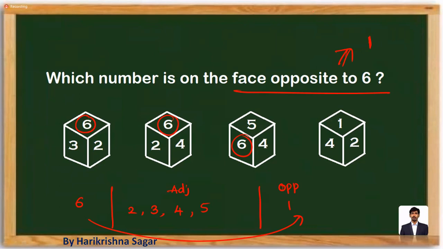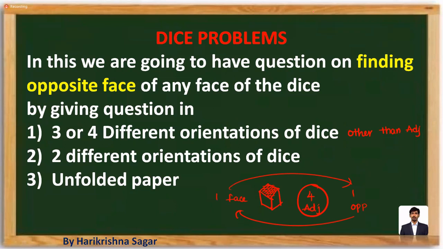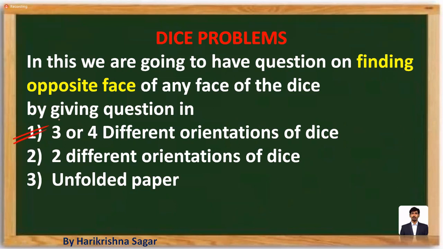So whatever question you are going to see under this model, like under the first model. So what is the first model? 3 or 4 different orientations of a dice are given. Whenever they are asking the opposite side, not only this, every question of all the 3, you are going to have a question on opposite side. So when you have 3 or 4 different orientations of a die, instead of finding opposite, finding adjacent is easy.